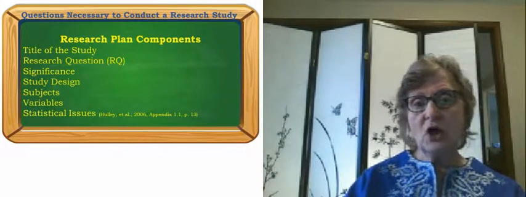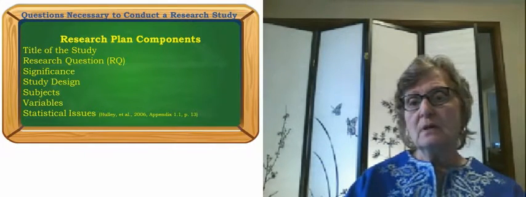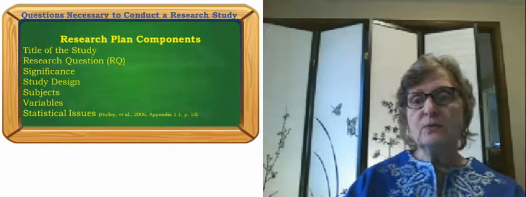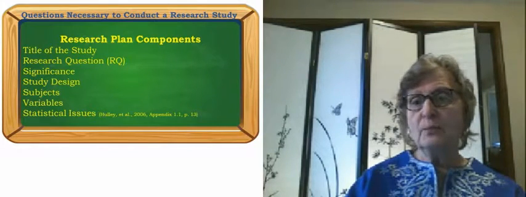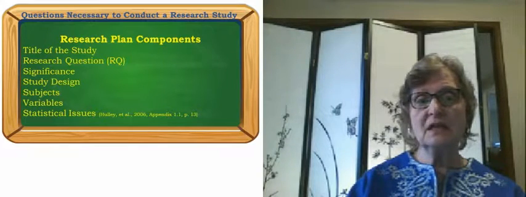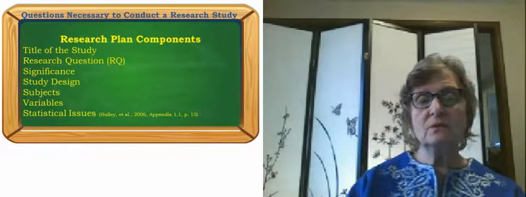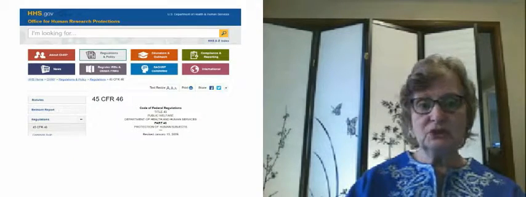Hulley and his colleagues in 2006 developed a research plan component outline. These researchers suggest that at the onset of a research study, the researcher should write a brief one-page outline, and that outline should include the title of the study, the research question, the significance of the research, the study design, subjects, variables, and the statistical issues.